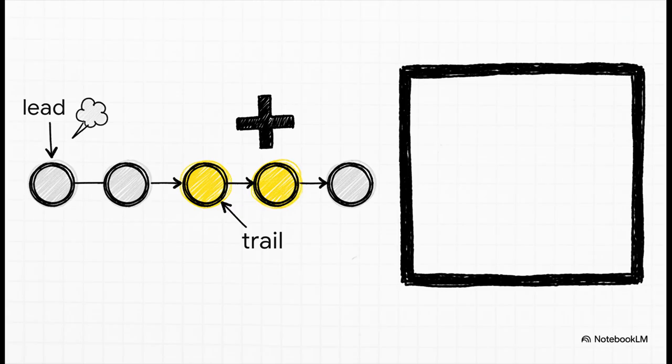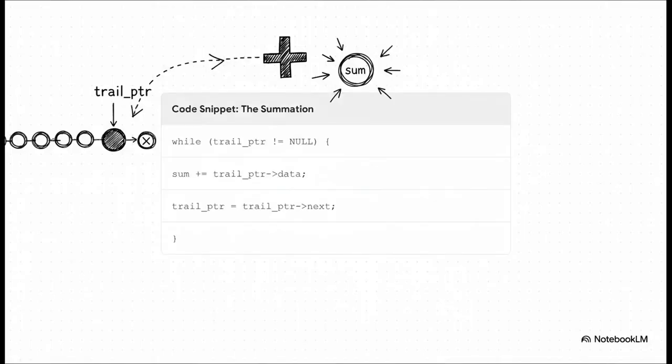Time to do the actual math. And this is the easy part, really. It's the whole reason we did all that work. We just start another simple while loop, this time using our trailPTR. We add its data to our total sum, then move it to the next node. And we just keep doing that until we hit the very end of the list. And that's it. We've summed the last n nodes in one single pass.